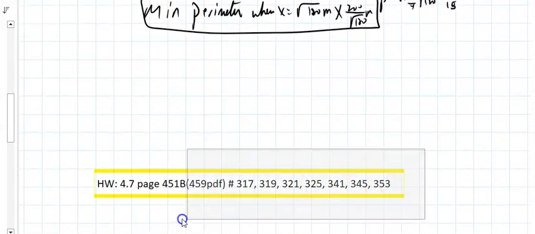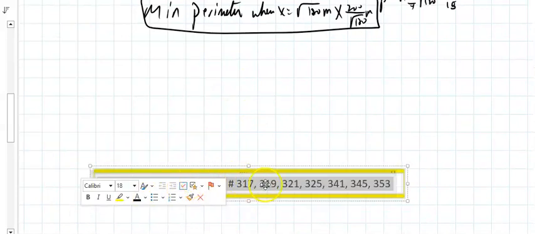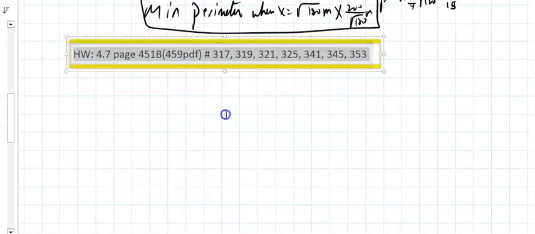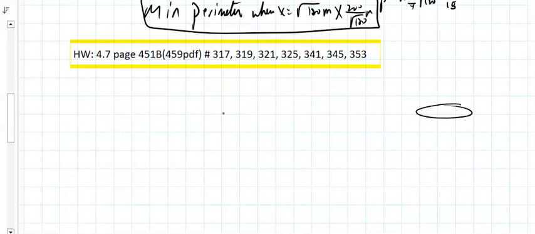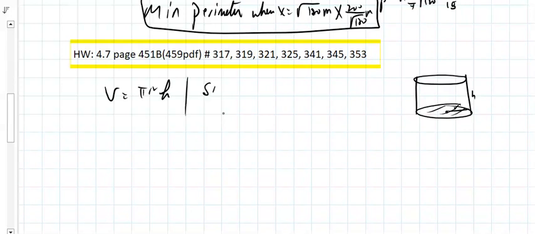Now I do want to point out for your homework, we want to talk about a cylinder really quick. If we're talking about a right cylinder, you need to know that the volume is the area of the base times the height. If you want to talk about surface area, if it's closed, it's going to be the area of the base, which is a circle, and there are two of them, the base and the top.